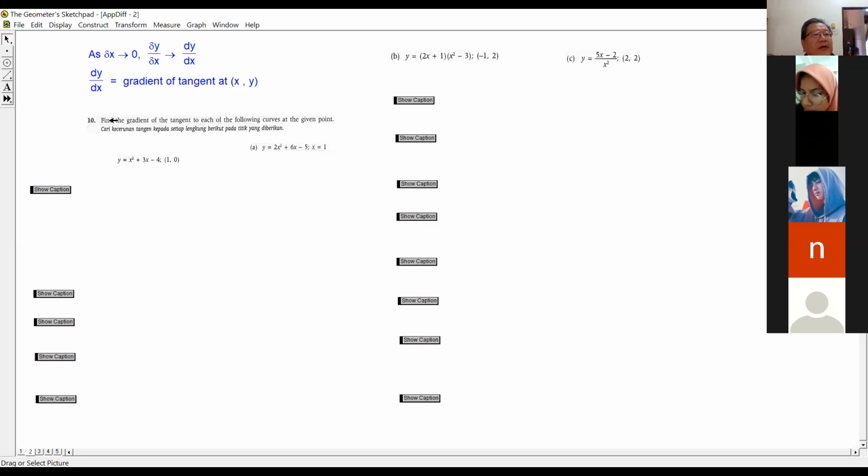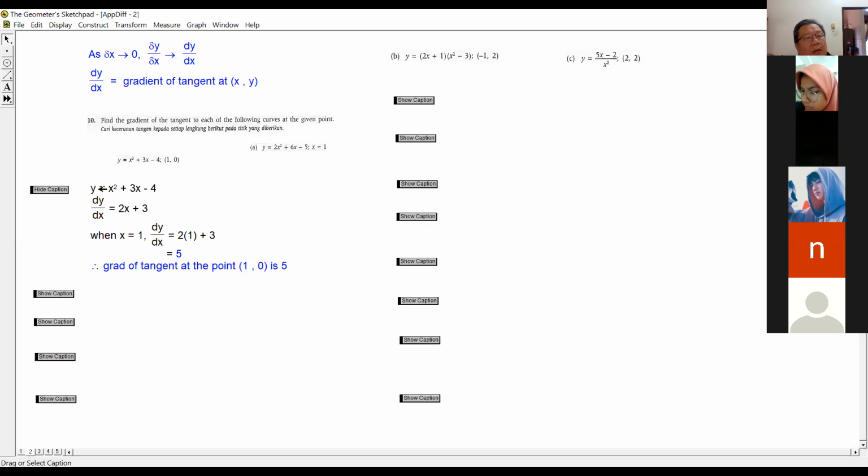So we start. Find the gradient of the tangent to each of the following curves at the given point. What does that mean? It means that this equation y is the equation of a curve, and they want you to find the gradient of the tangent to this curve at the point x equals 1. What must we do? If you want to find the gradient, you have to find dy dx. So let us find dy dx.